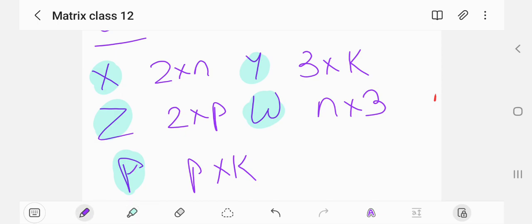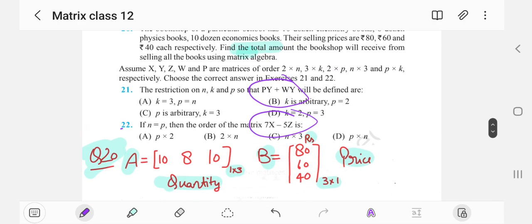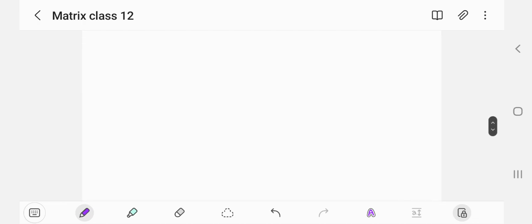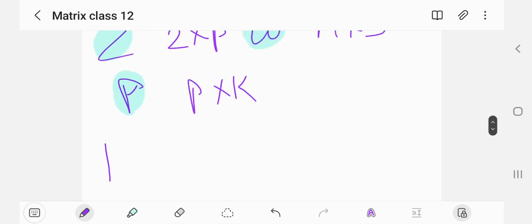Now question 21 asks what restriction should be on n, k, p so that this is well defined. What we have to make well defined is PY + WY. Okay, PY + WY as well defined.